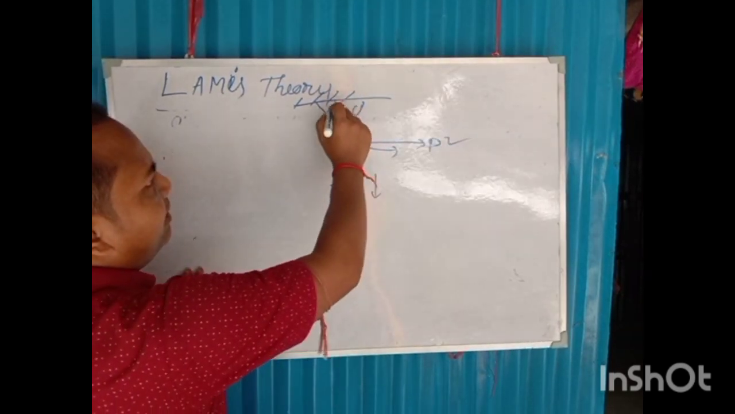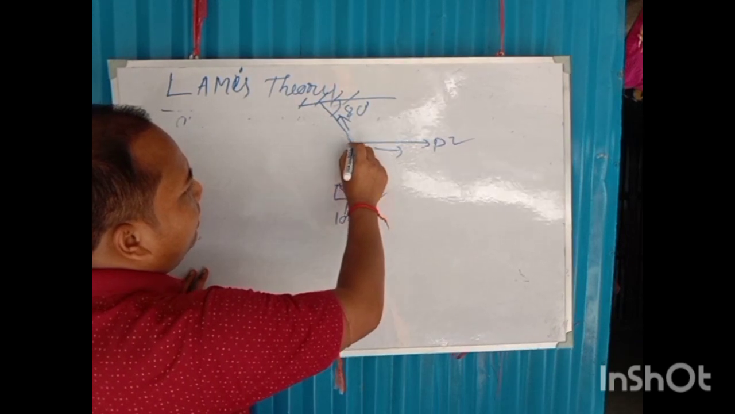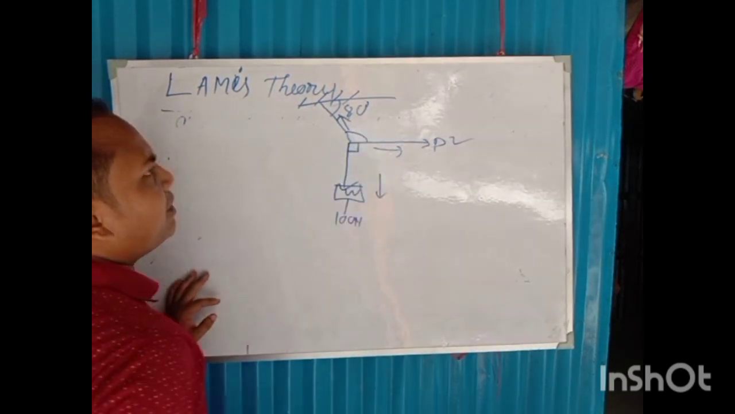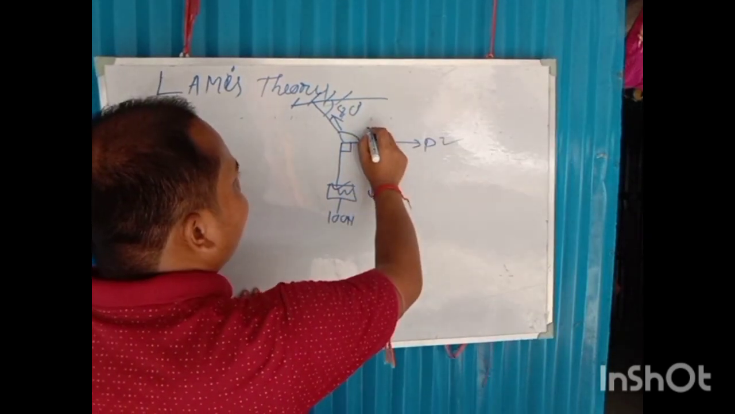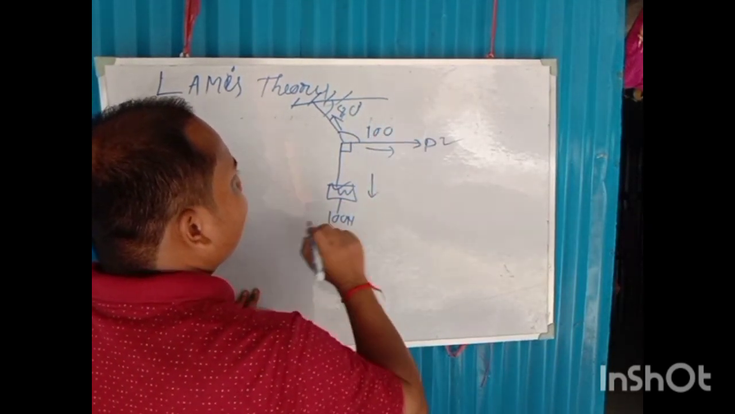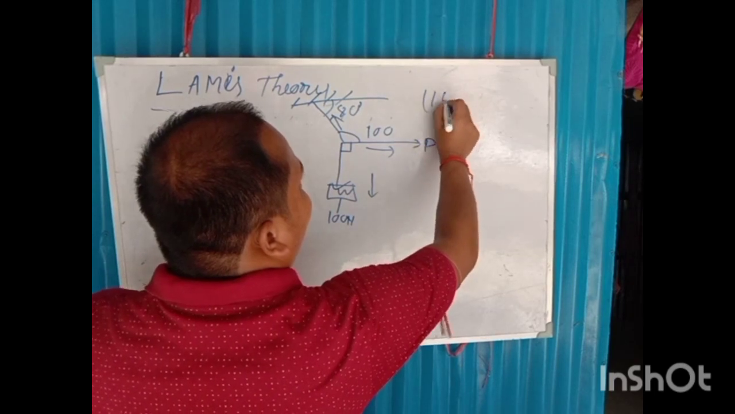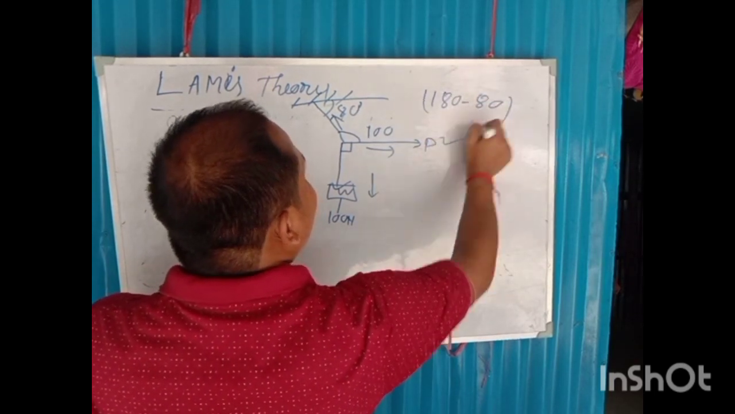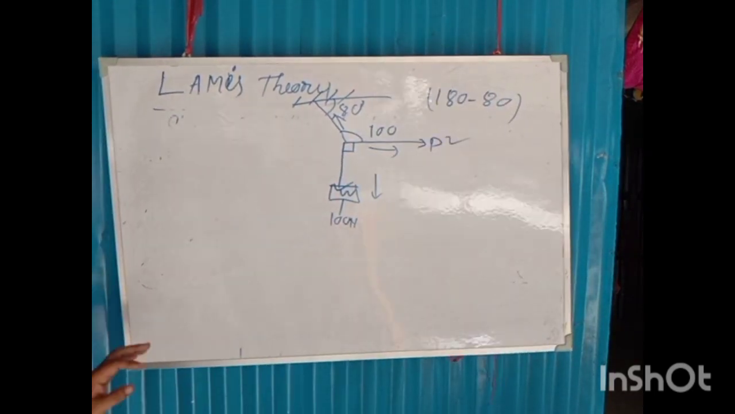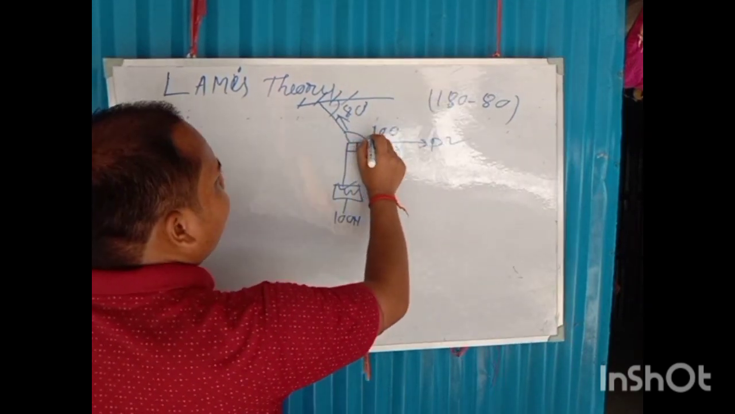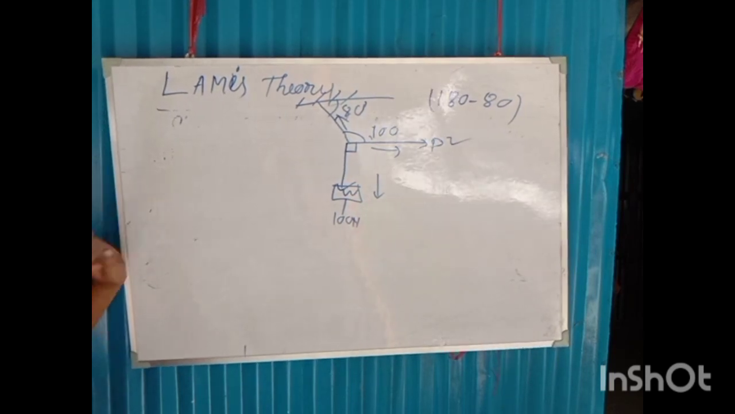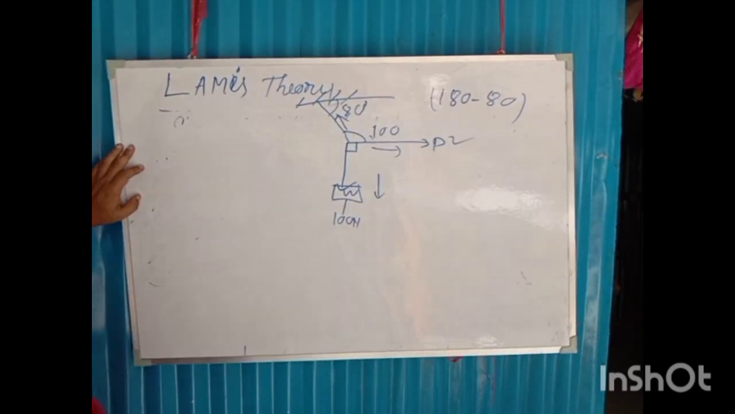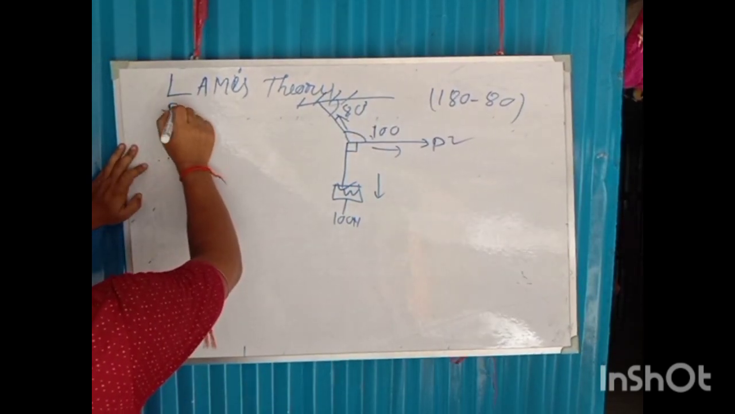If this is 80 degree, then what will be the angle between them? 100. That means 180 minus 80, it will be 100 degree. So the angle between them, have a look, we can show in the free body diagram, so that it will be clear to you.